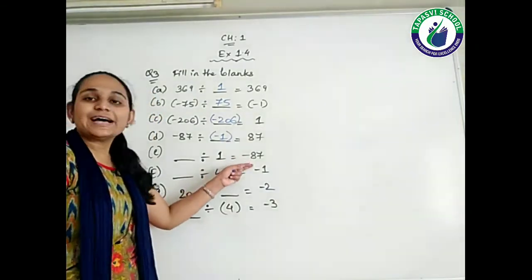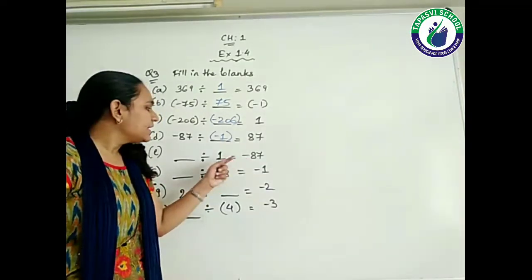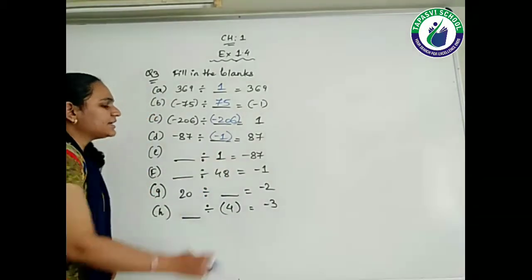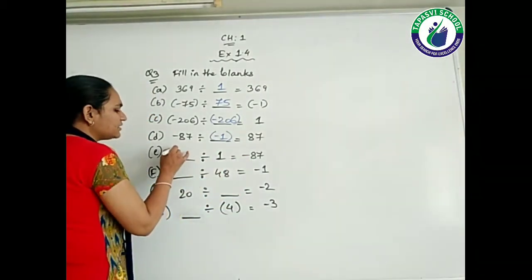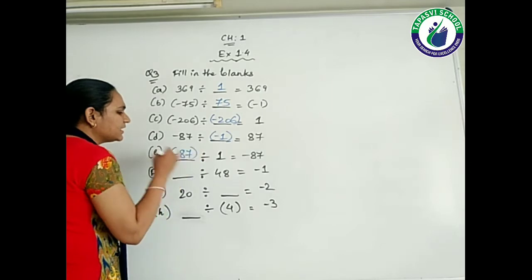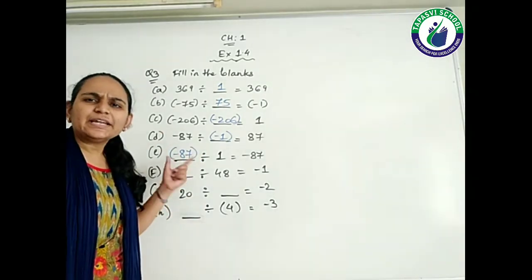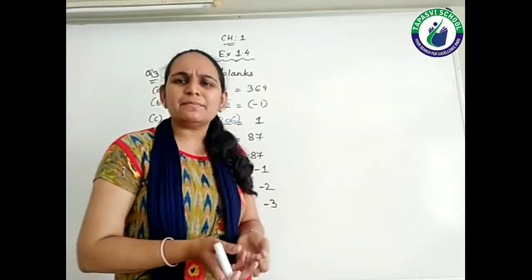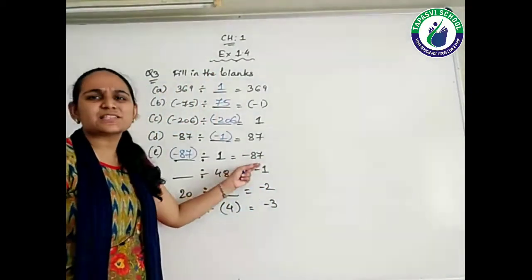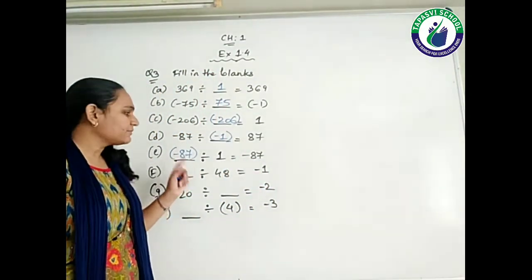Now here the answer is minus 87, right? So here also the same value will be coming with a negative sign, because any number you divide by 1 you get the same number back. So obviously if you want the same answer back, your question needs to be the same only.